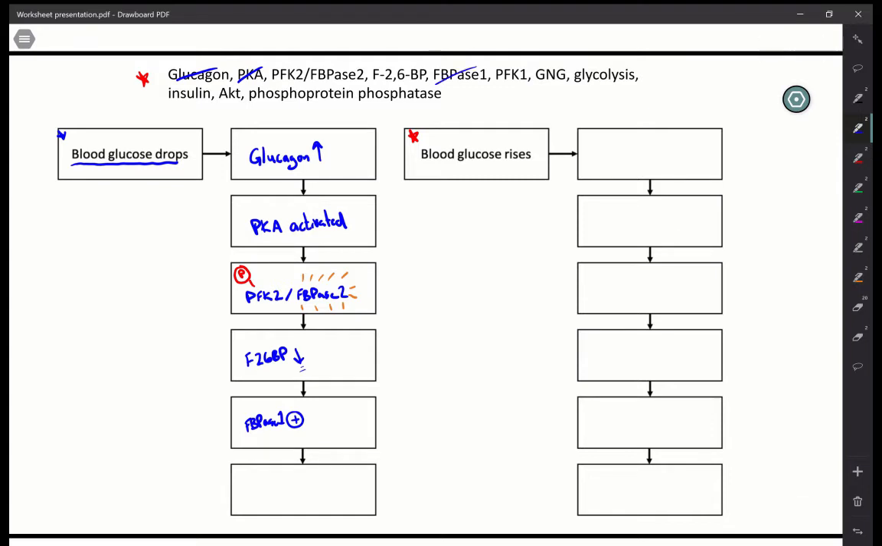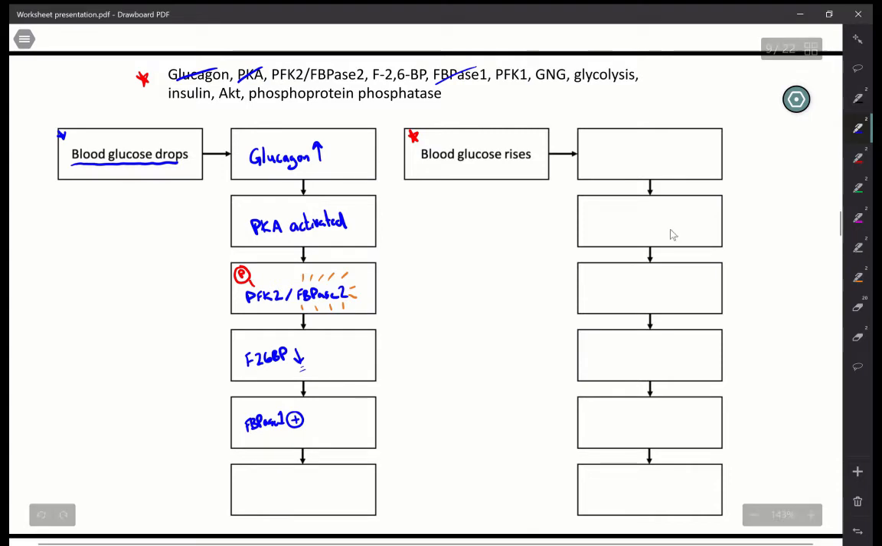Now, you might look at this and say, it sounds so similar. Why do we call it FBPase1 and FBPase2? And the answer is because. I know they're really similar, and I hate that they're so similar. They do very similar things though, and that's why the names are so similar. FBPase1 is going to convert fructose 1,6-bisphosphate to fructose 6-phosphate. FBPase2 is going to convert fructose 2,6-bisphosphate to fructose 6-phosphate.